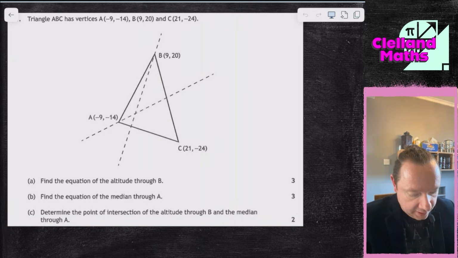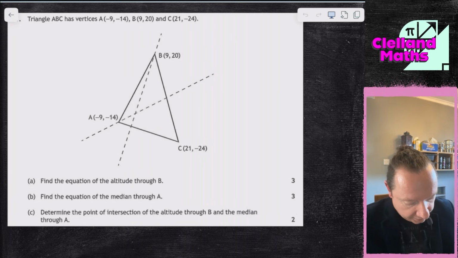The triangle ABC has these vertices. Find the equation of the altitude, then the median, then the point of intersection. Fairly standard stuff here. Altitude for B, it says. So there's B there. So my altitude is at right angles to AC. So I need the gradient of AC.